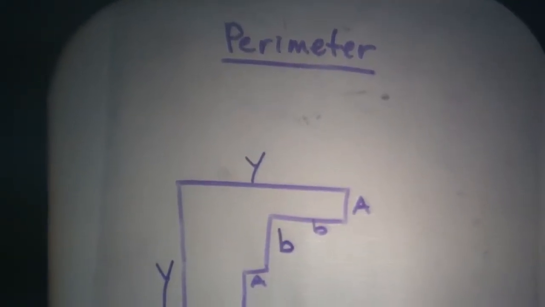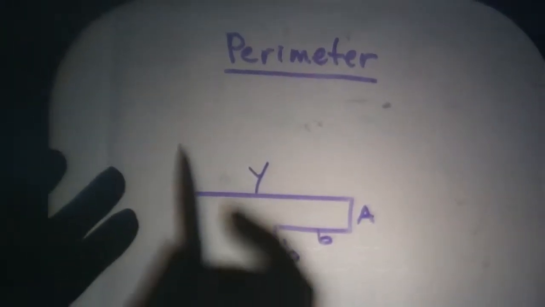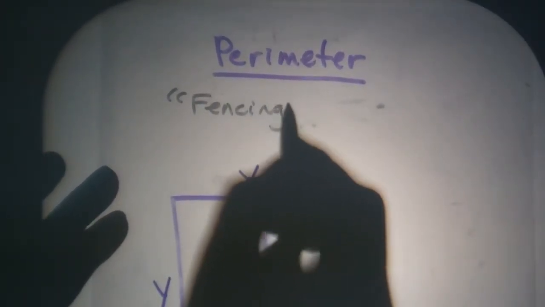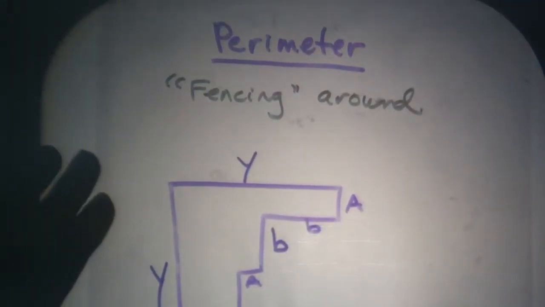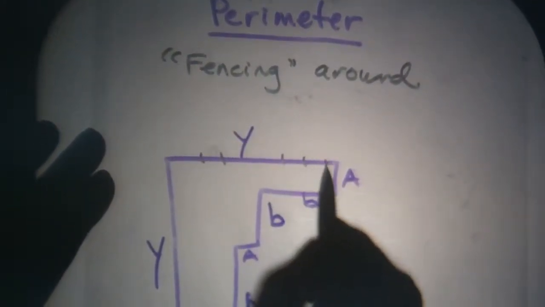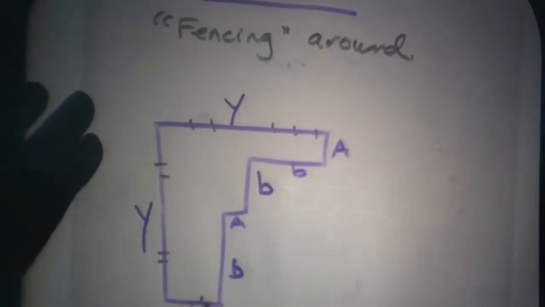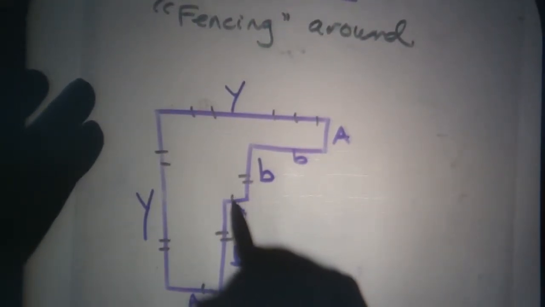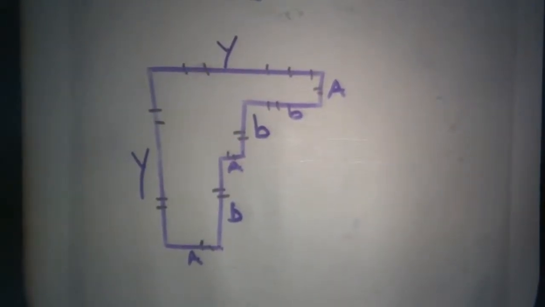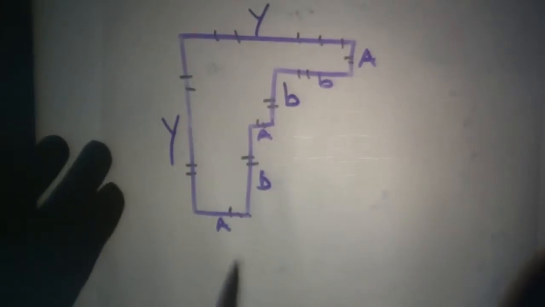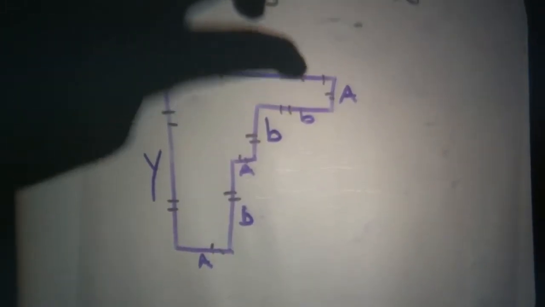So perimeter, we've gone over perimeter. We know that perimeter is the fencing around an object. So this is all the fencing. All of that is fencing around. So to get the perimeter, what would be the way that we could think to do this?